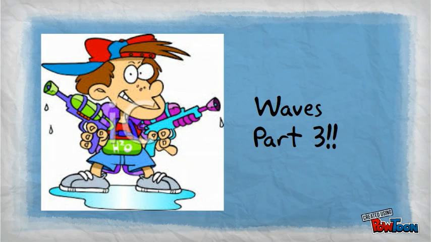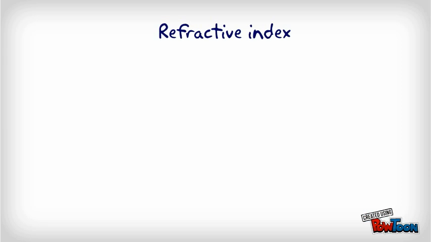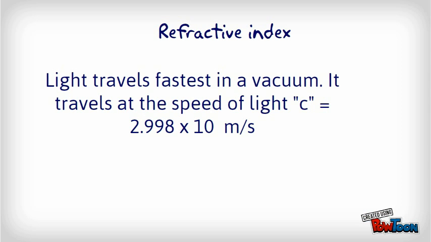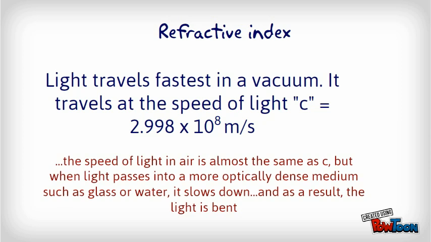We're now on to part 3 of waves, and we're going to look at refraction. Refraction essentially refers to the speeding up or slowing down of waves, so you are changing the speed of the wave. Now, light travels the fastest in a vacuum.